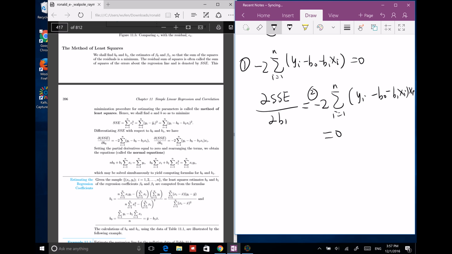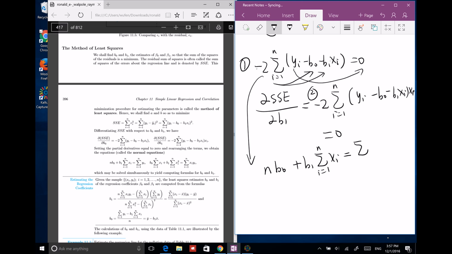For the first one, you can divide both sides by negative 2. Adding all of the b0 together gives n b0. You multiply it out, and shift the other terms to the other side. So this one remains on the left side: n b0 plus b1 times the sum of all the xi together, and shift this one to the other side, you get the sum of all the yi. Okay, this is the first equation.